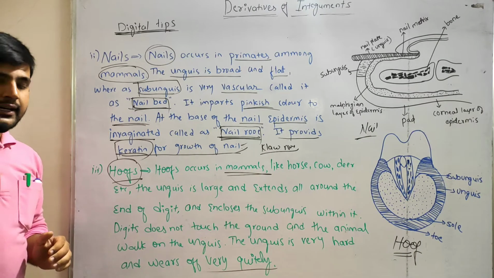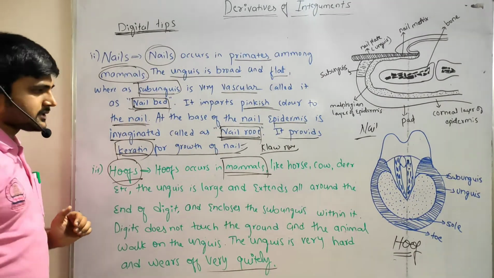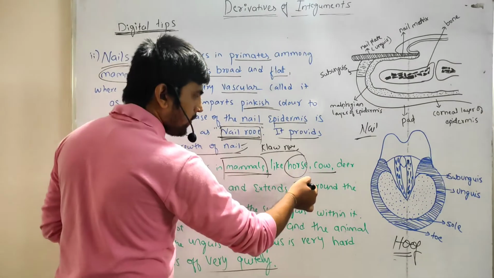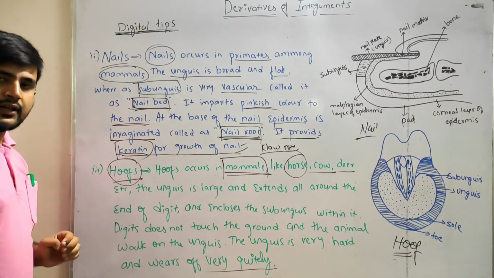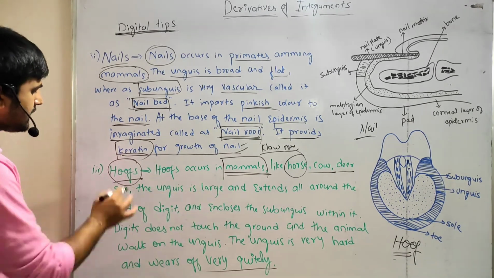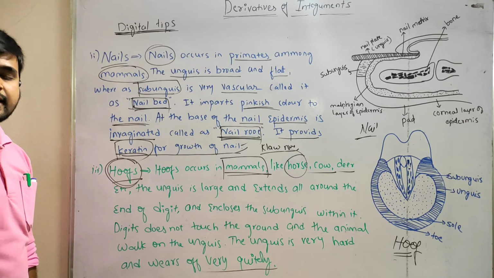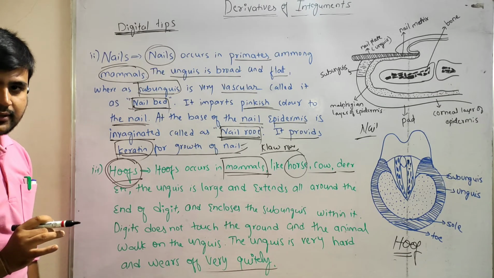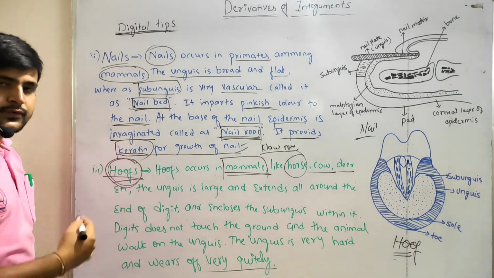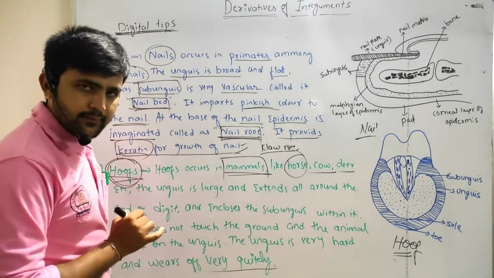So in the vertebrate classes, we find them majorly in the mammals, like horses, which we know, and also cow and deer. The anguis is large. These hooves are also made by the same fundamental parts, the anguis and subanguis. In nails, claws, and hooves too, the main fundamental point is the same: the anguis and subanguis, right?